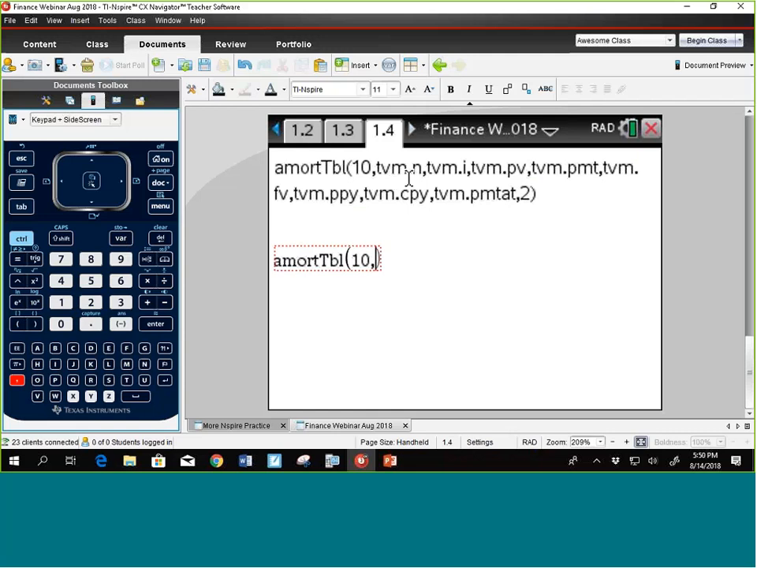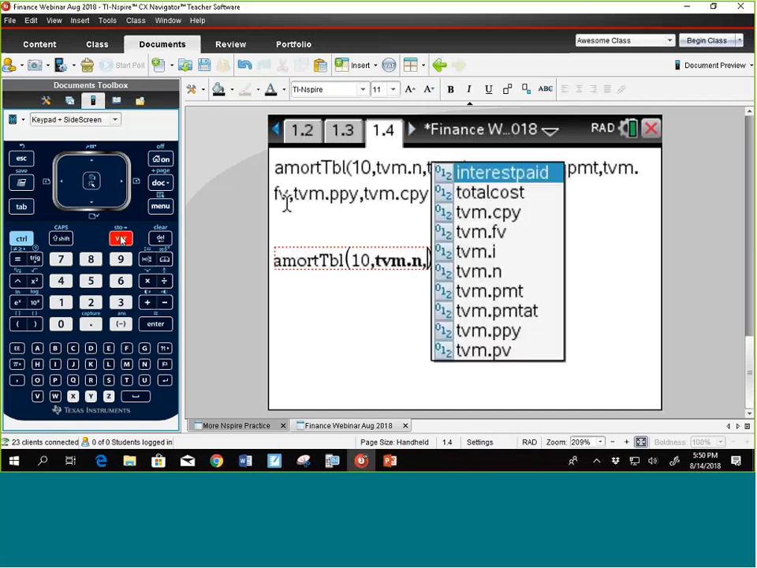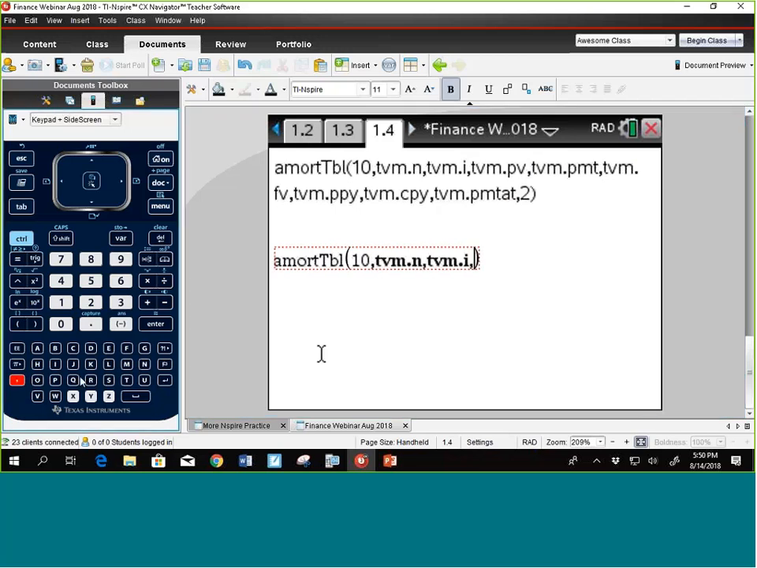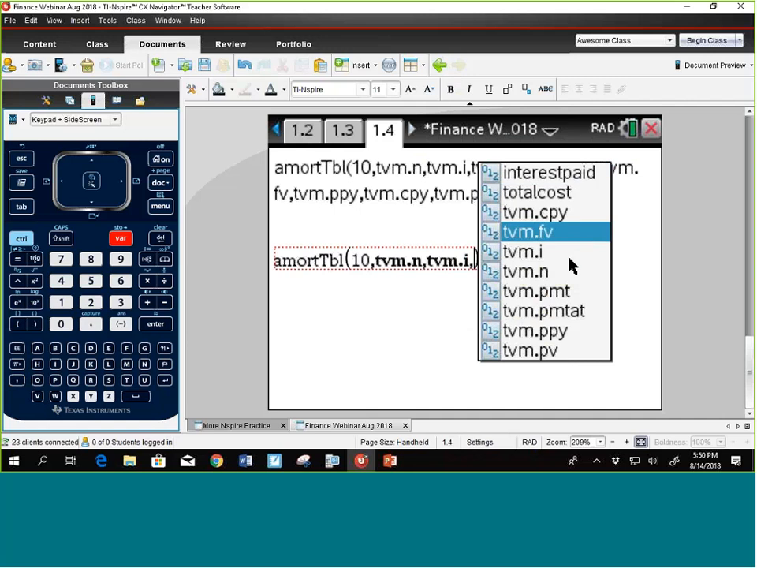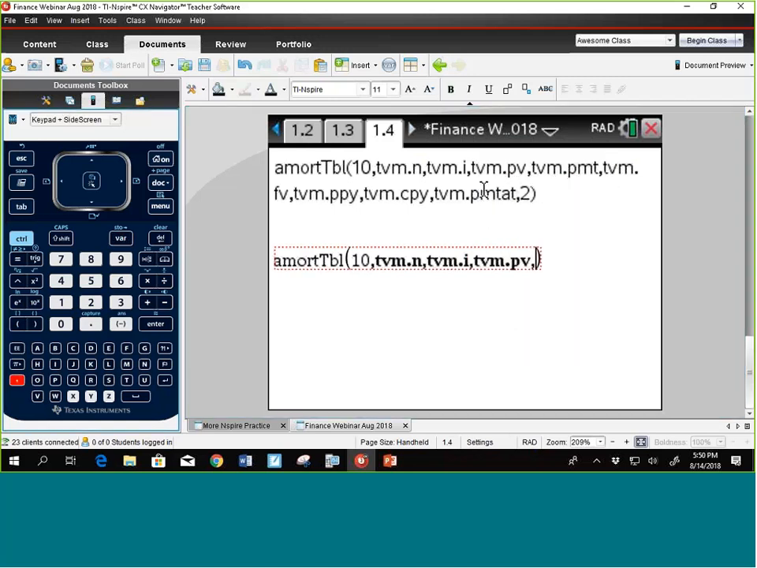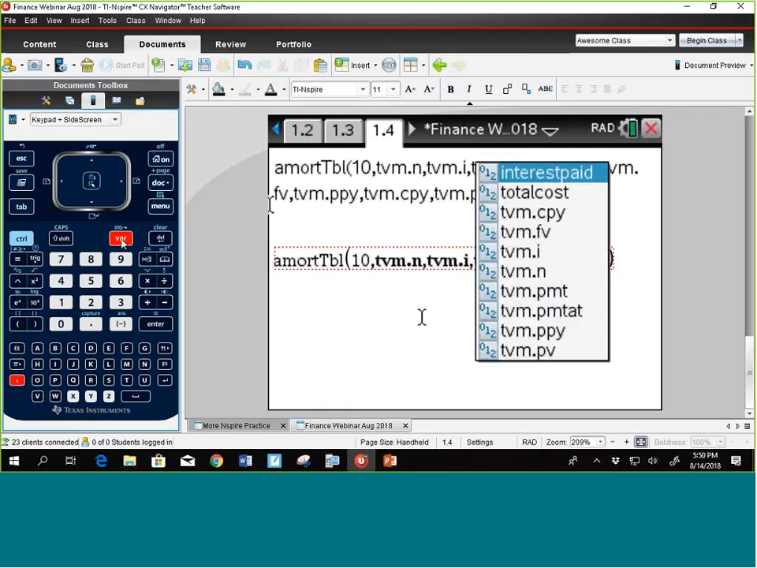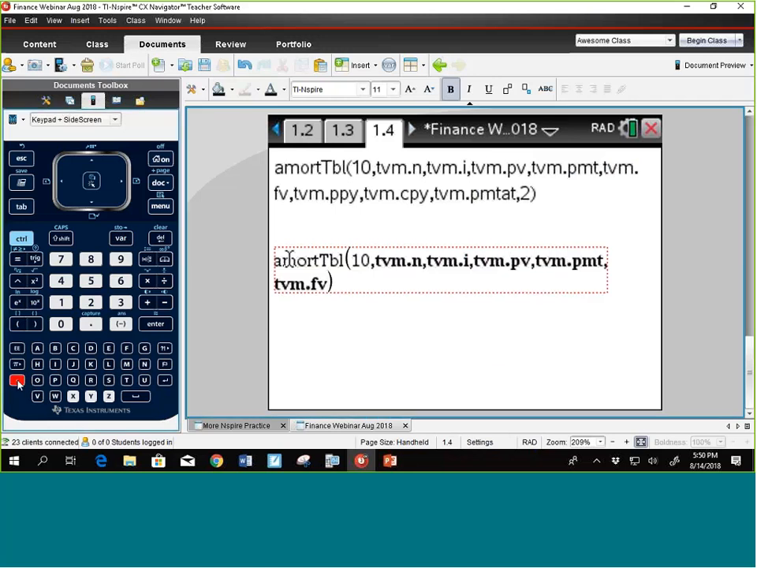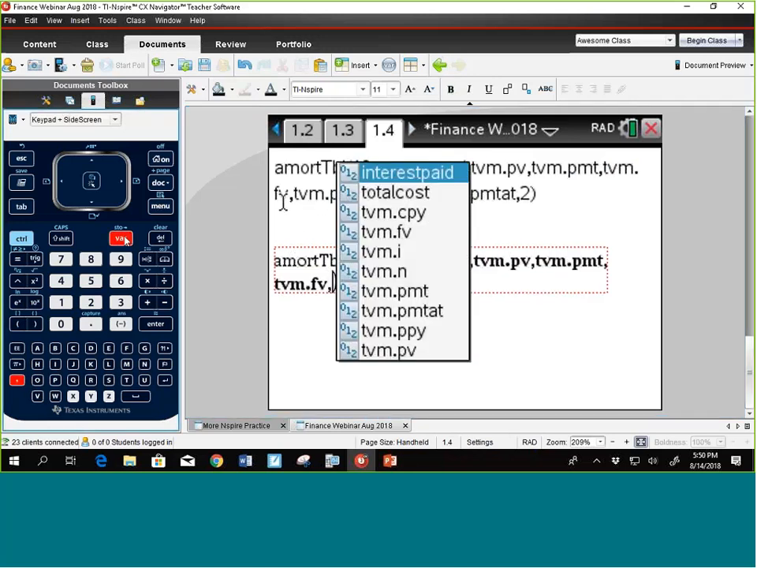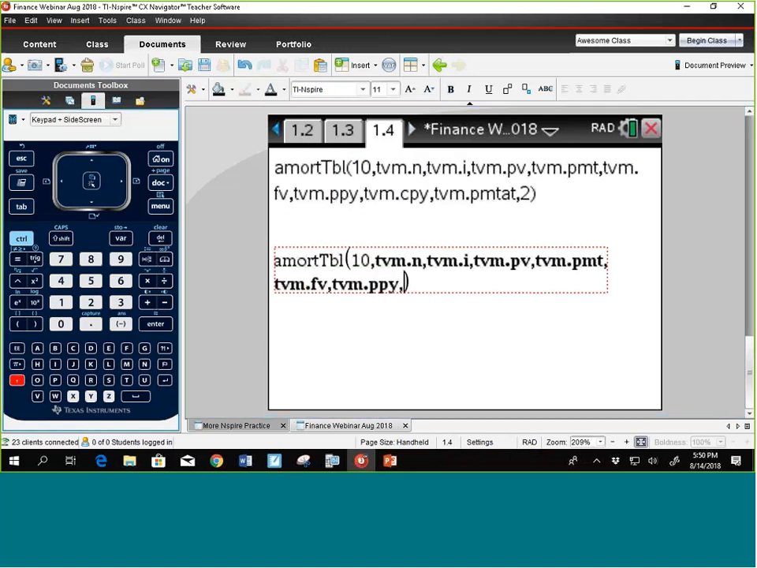We want to go get the number of payments, and you're separating everything with a comma. When this is bold, that means it is a variable that has a value there. I don't know if you guys knew that or not, but that's a cue to the students that I have done a calculation. There's my interest rate, and then I'm going to get present value, and then payment, comma, and then future value, comma, and payments per year, comma, and then compounding per year. I don't know why they're not together, alpha order, I guess. And then payment total.